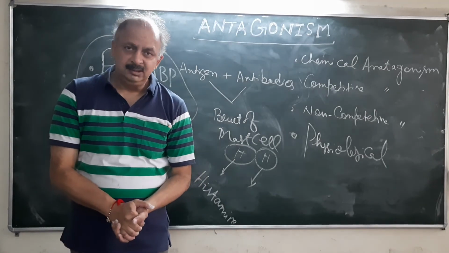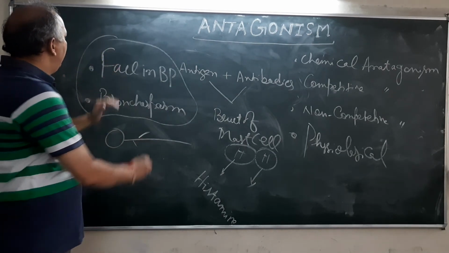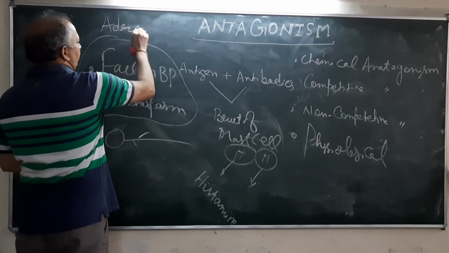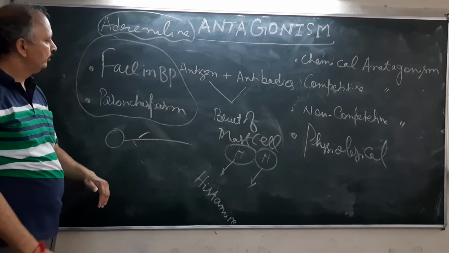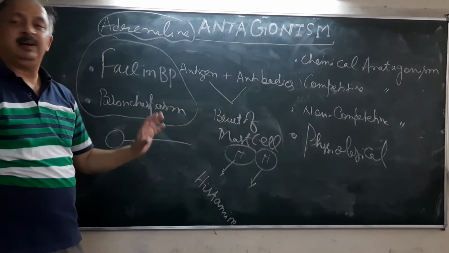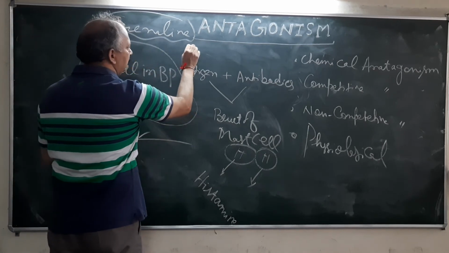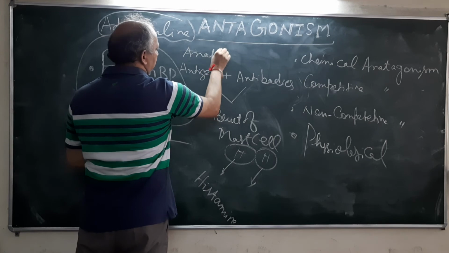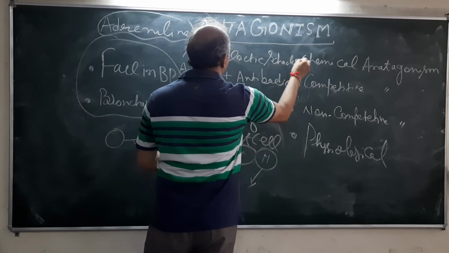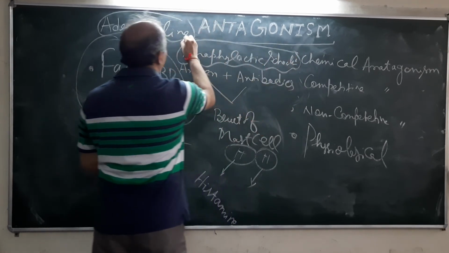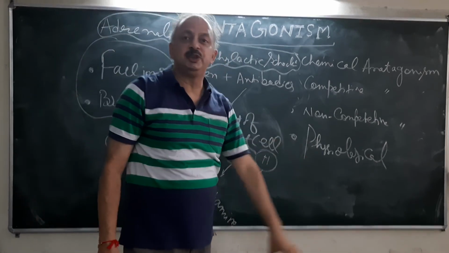So this is the example, adrenaline in the treatment of anaphylactic shock. Adrenaline is given in the treatment of anaphylactic shock. So this is the best example for physiological antagonism.